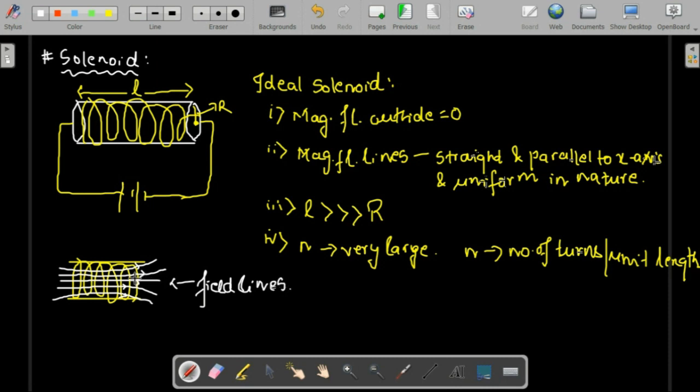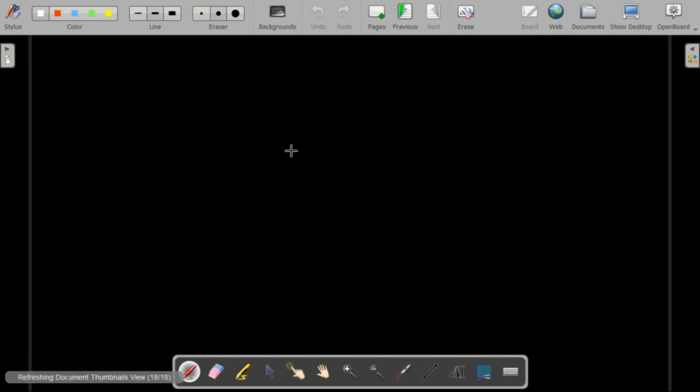No field lines outside, that means it's basically going to form a loop inside. Okay, there are no field lines here, so there is no field outside. The field is only inside when we're basically considering an ideal solenoid. Okay, so that was a very basic idea of the solenoid.